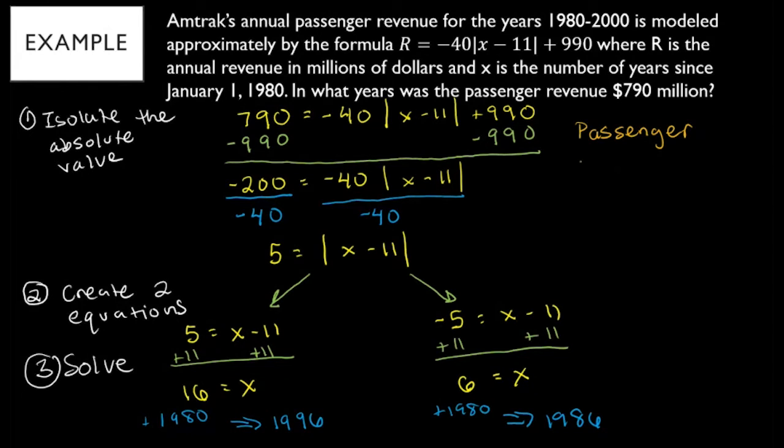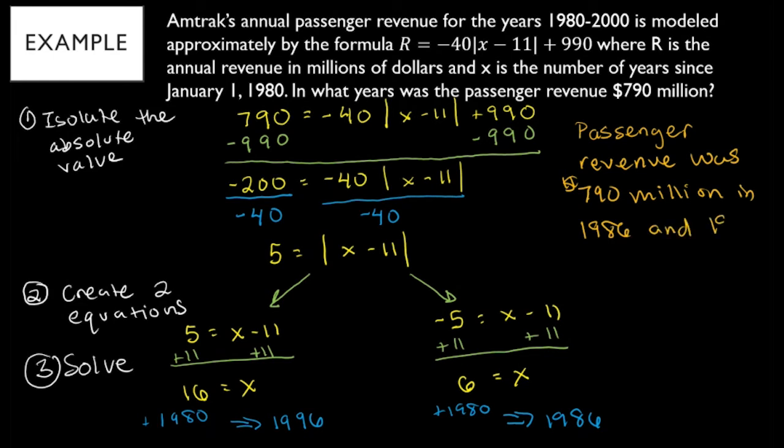Passenger revenue was 790 million in 1986 and 1996. So when you write your answer to a word problem like this, you're basically taking the question and restating it as a sentence. You're taking almost the exact same thing and just rearranging the words with your answer in there.